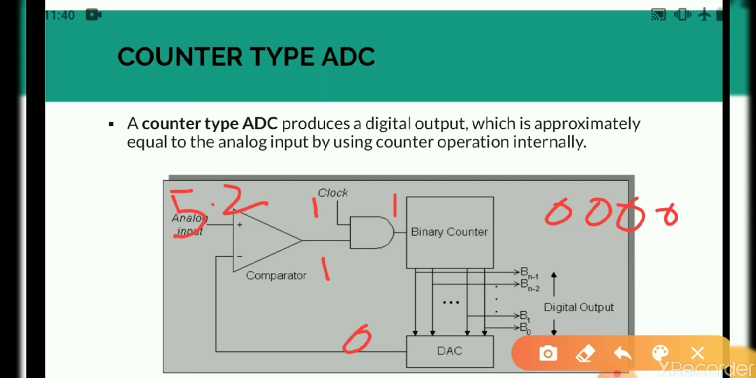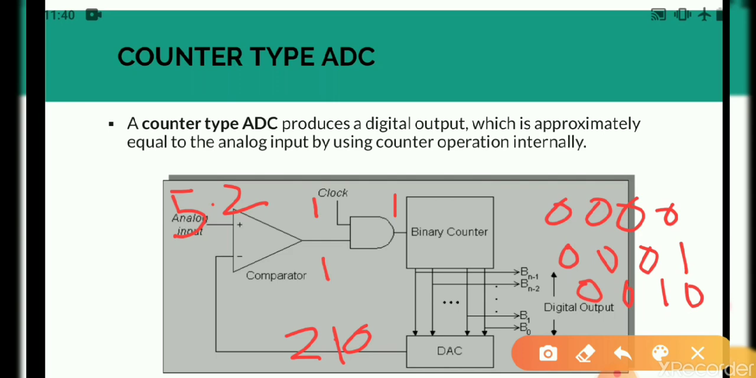the counter resumes its counting, and the next count will be 0001. Corresponding to this 0001, the DAC will now give output 1. And this 1 is less than 5.2, so the output will be 1. Again the AND gate output will be 1, and the binary counter resumes the next counting, which will be 0010. For this value 0010, the DAC will give analog signal 2, because digital to analog converter means the digital signal 0010 is converted to analog signal 2.